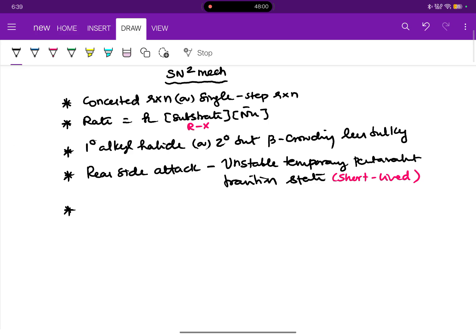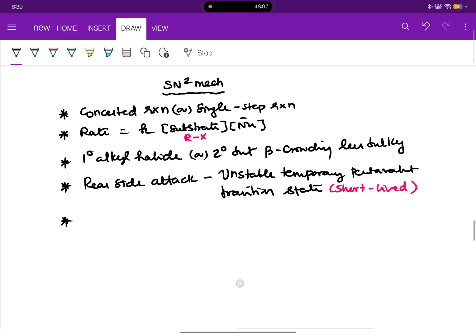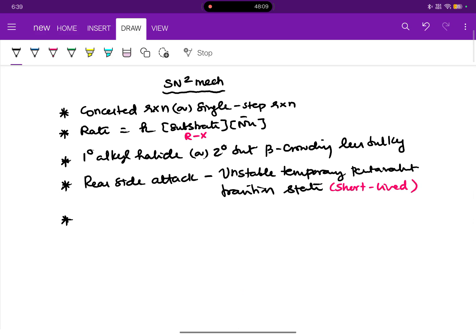Yes, sir. Right, what is the next point, ma? After the fourth point, fifth point? Polar protic solvent. So here there is no polarity. There was a charge separation, right? Here there will be no charge separation. So you have to use polar aprotic solvent. But still it should be polar in nature.